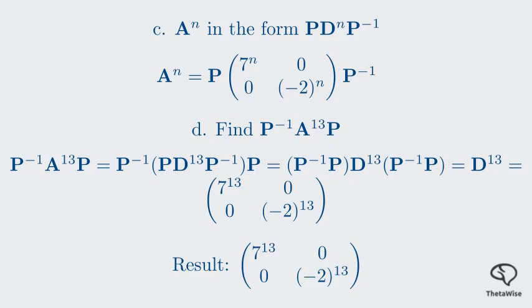Once a matrix is diagonalized, any expression of the form P inverse A to the k P is simply the diagonal matrix of the eigenvalues to the power of k. This highlights the true power of diagonalization. We have now covered the core concepts of eigenvalues, eigenvectors, diagonalization, and their application to matrix powers.